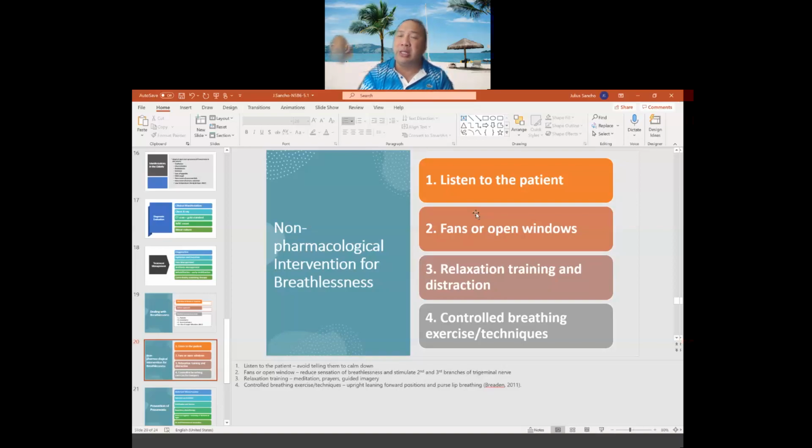Fans or open windows are very important because they reduce the sensation of breathlessness and stimulate the second and third branches of your trigeminal nerve. Okay, so they could feel that there's air if there's a fan, or if you try to open the window, they can feel the air, so that would lessen their anxiety.